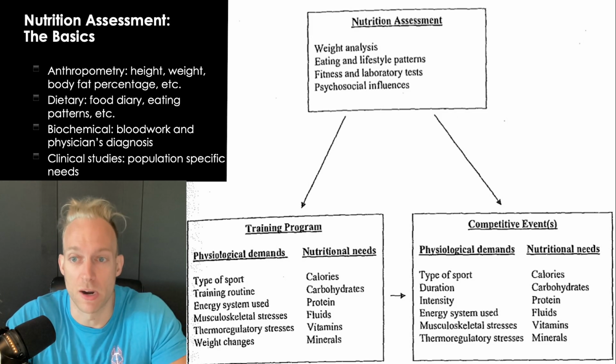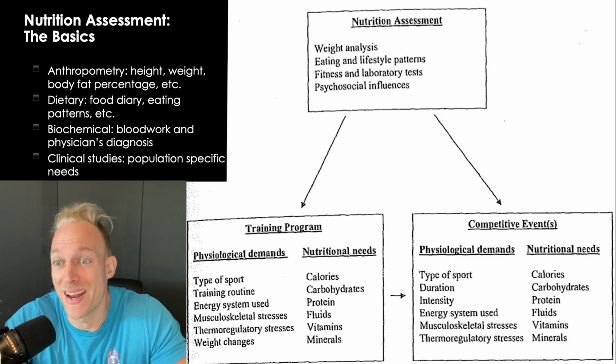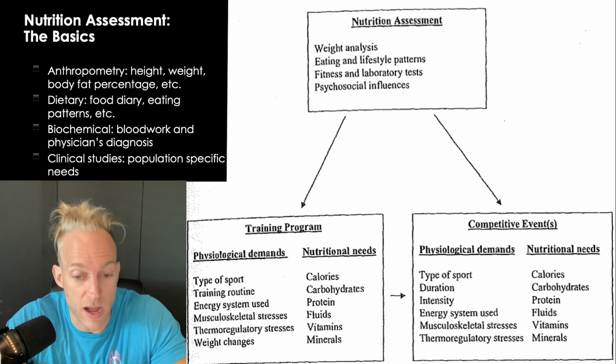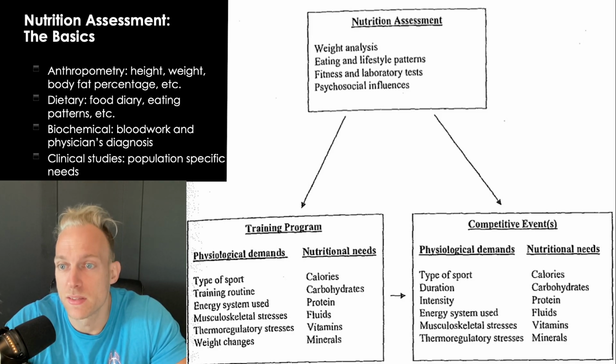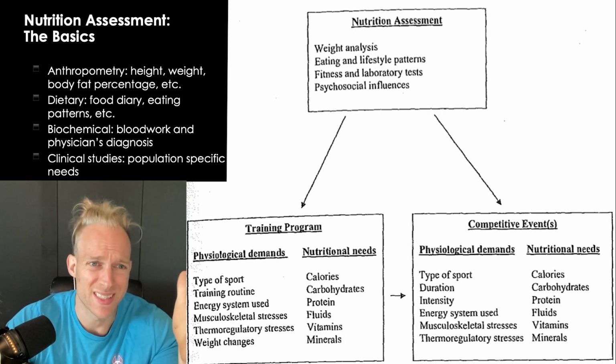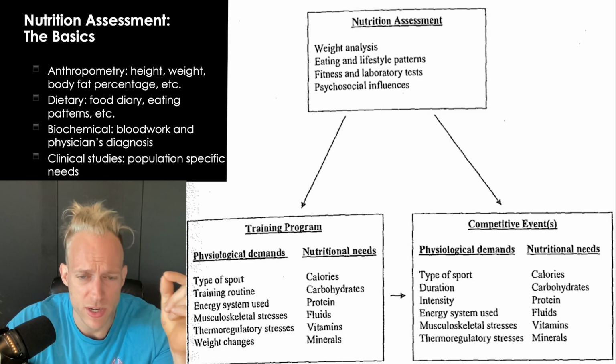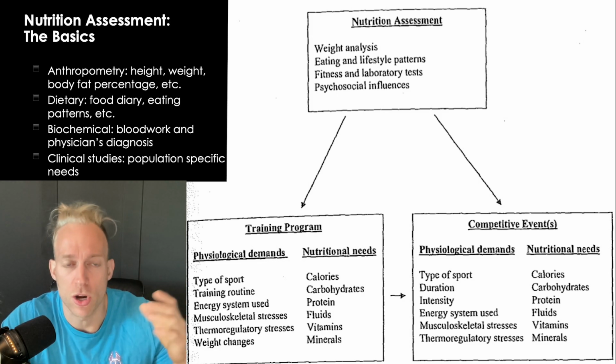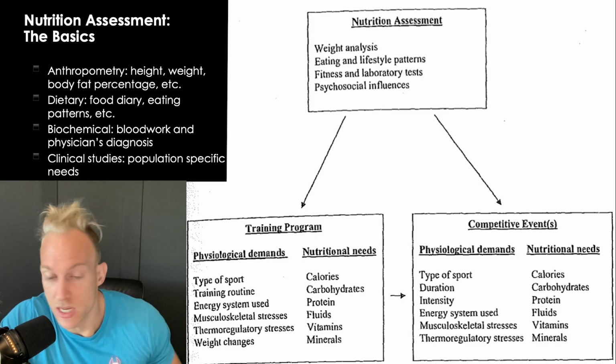You can see that at the top here. They've got that as a weight analysis, eating and lifestyle patterns, which kind of gets into step 2 for me. Then fitness and lab tests, and then psychosocial influences. So in that first nutrition assessment, I like to say step 1 is anthropometry. Step 2 is going to be their current food intake and their eating habits.